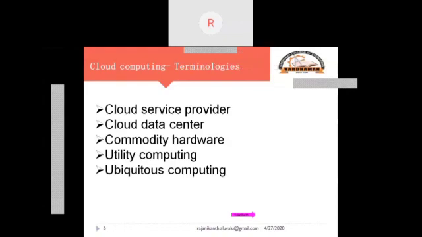For example, Microsoft is one cloud service provider. Google is one cloud service provider. Amazon is one cloud service provider. Salesforce is one cloud service provider. Like that, we have a number of service providers who provide a variety of services for us.